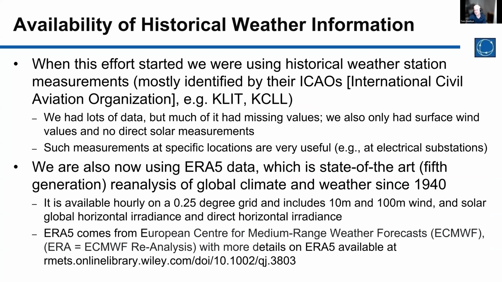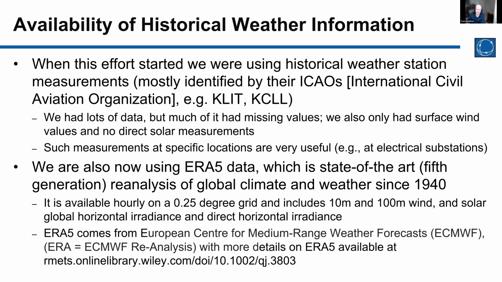When we started this, we knew about historical weather station information. A lot of these are measurements taken at airports. They're identified by what's known as ICAOs. Those are the four-letter abbreviations that most of us know for airports, like the one in Little Rock is KLIT, the one in College Station is KCLL. So we started using that, and they do give you lots of data, but they also had a lot of missing values, and we only had surface wind values, and we didn't have direct solar measurements.